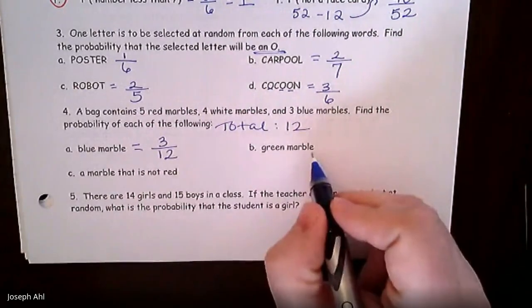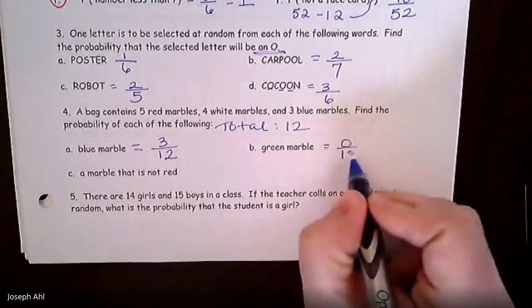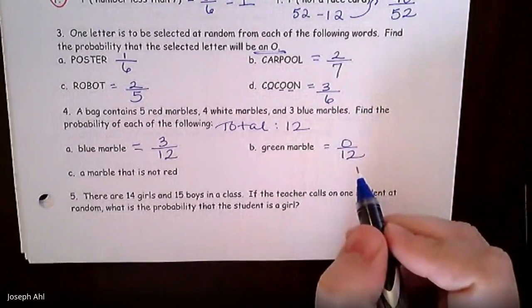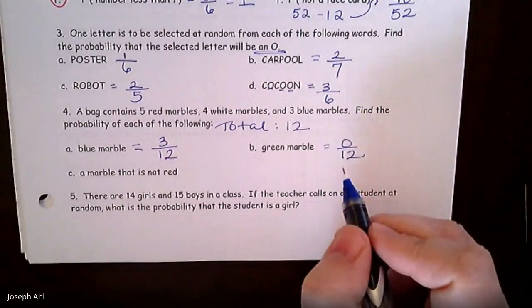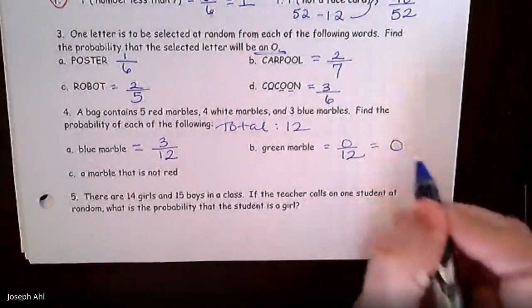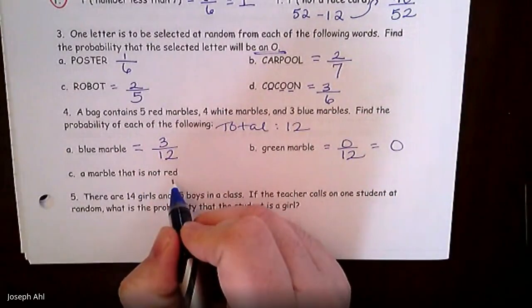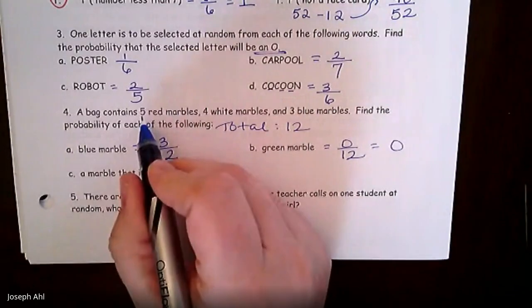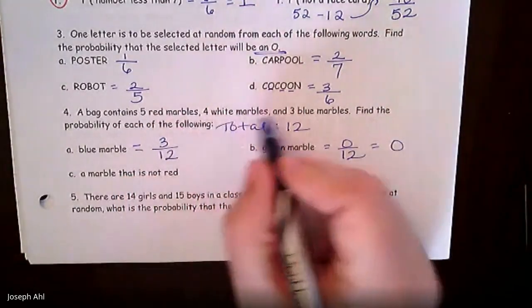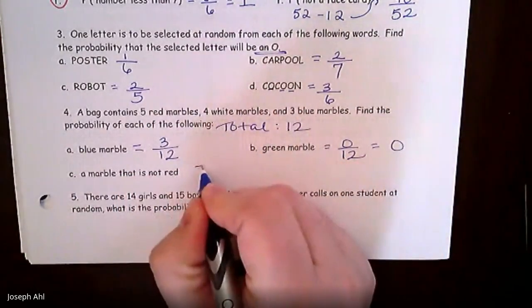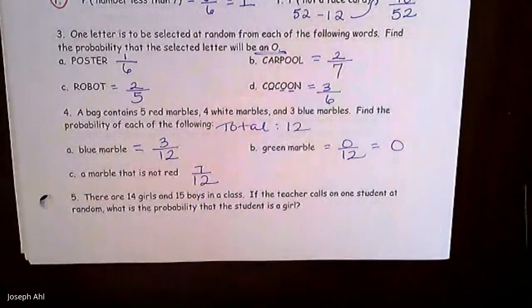Probability that I pick a green marble. Well, I'll read it quickly again, but I didn't see any green marbles in the bag, so that would just be 0 out of 12. If you just want to write 0 there, that's acceptable. And last one is a marble that's not red. There's 5 red in the bag, so just add up the other ones that are not red. 4 plus 3 would be 7 out of 12. And that would be that probability there.